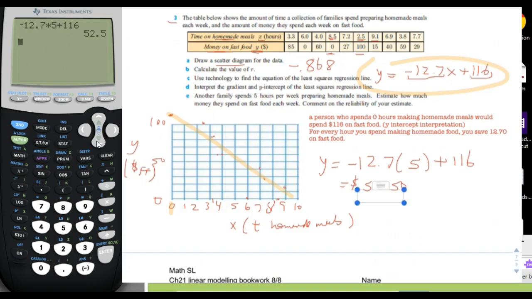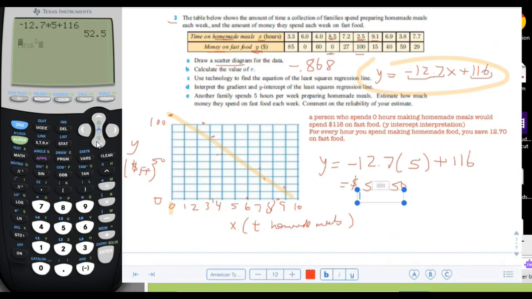Let's see. I think we could say it's a pretty good estimate. And there's a couple reasons we could use here. One is because we have a good R value. Our R value is 0.868, right? Very close to 1. It doesn't matter if it's negative. The reason why it's negative is because it's a negative slope. The 0.868 indicates that we're close to 1, which means it's a high correlation.